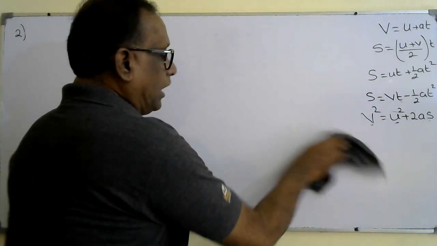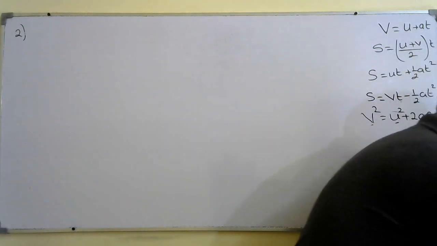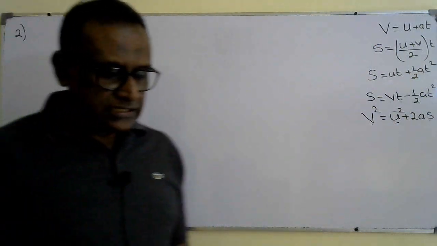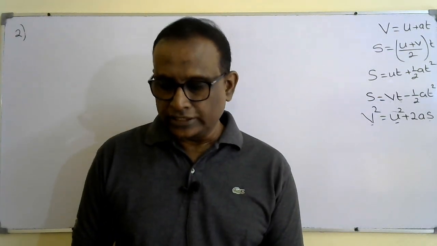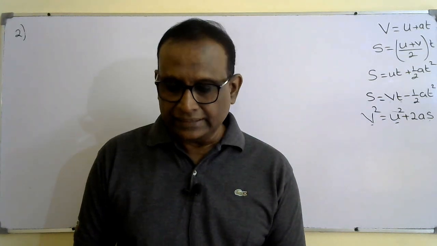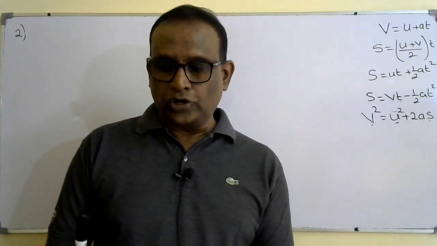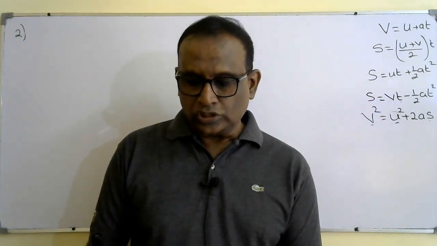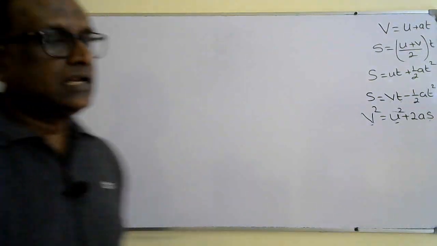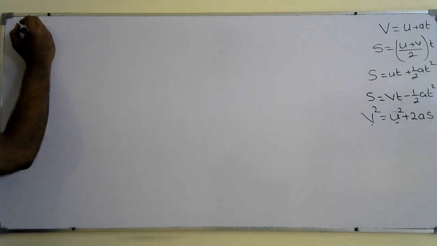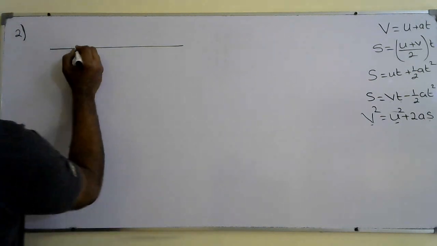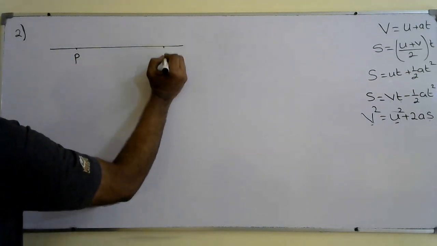Right, now we'll go to question number 2. A motorbike is moving with constant acceleration along a straight horizontal road. The motorbike passes a point P and 10 seconds later passes a point Q. The speed of the motorbike as it passes Q is 28 meters per second. We'll show it on a diagram. It's not necessary, but I'm just showing it on a diagram. So this is point P, this is point Q.